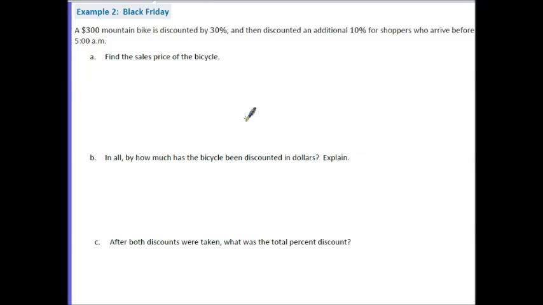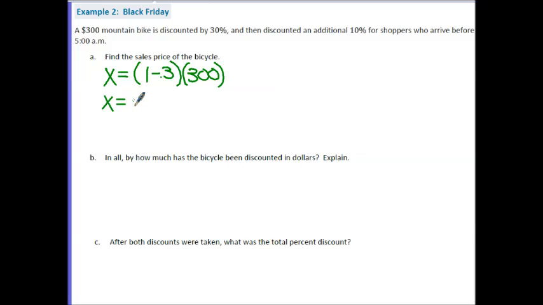So in this case, I am going to start with our equation again. Now in this case, it's discounted by 30%, so what they're saying is it's a markdown. So the first thing I'm going to have here is 100%, which is 1, minus 30%, which is 0.3, multiplied by the original price of the mountain bike, which was $300. Now this is just going to tell me what the discounted rate of the bike is. After that, we're going to have to find the additional 10% for those who arrive before 5 a.m.